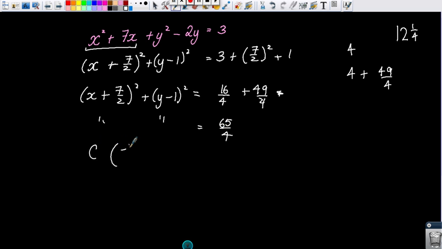And so therefore my centre is minus 7 over 2, positive 1, and my radius would be root 65 over 2. Before you all yell out, why 2? Stop and think. You square the top, you square the bottom, square root of 4 is 2.